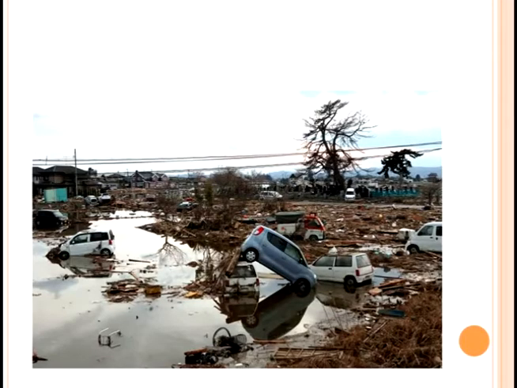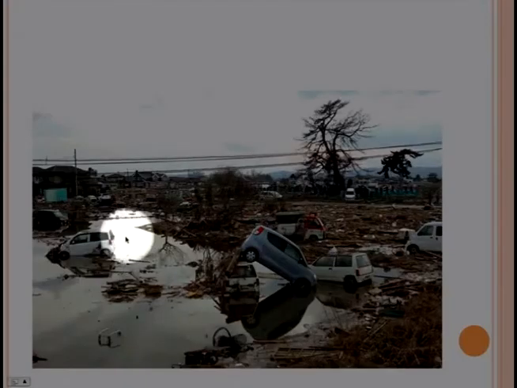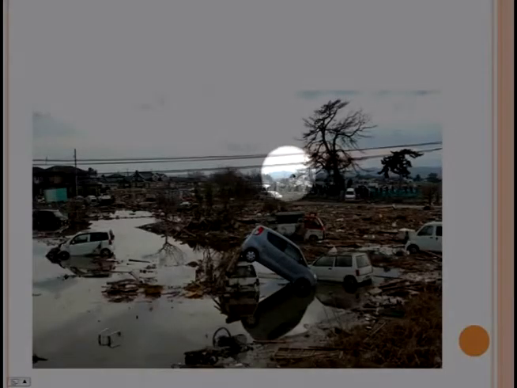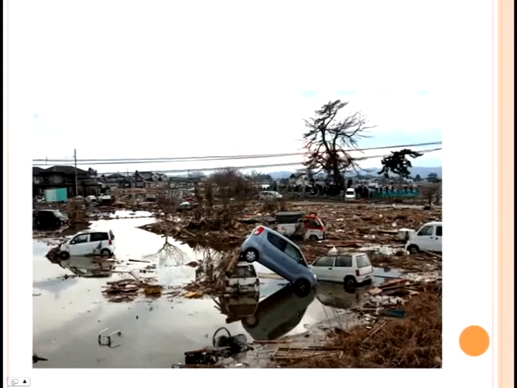Do the same thing with this picture. Make observations and then come up with an inference as to what you think happened. What observations did I come up with? Well, the first thing I noticed was there was water, and I don't see a body of water anywhere else. In fact, in the background I can see some mountains, so we're probably inland somewhat.